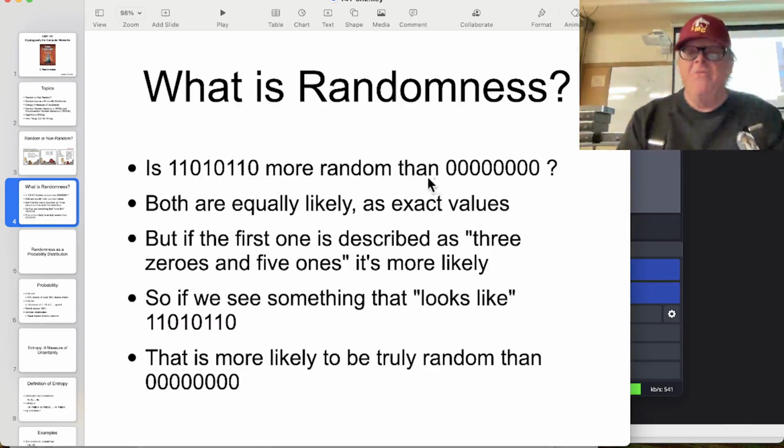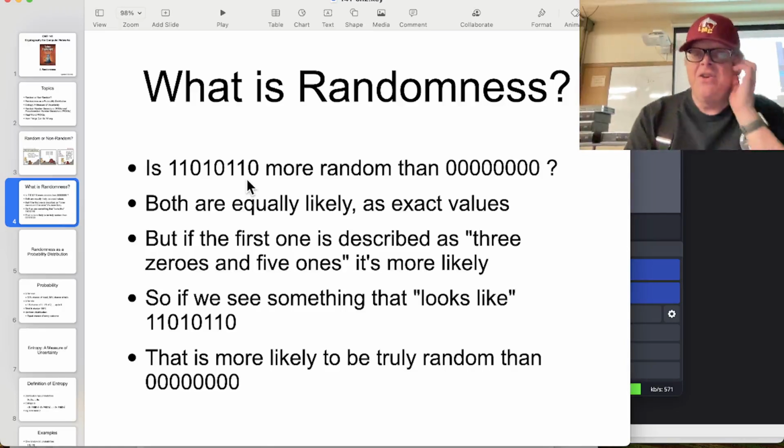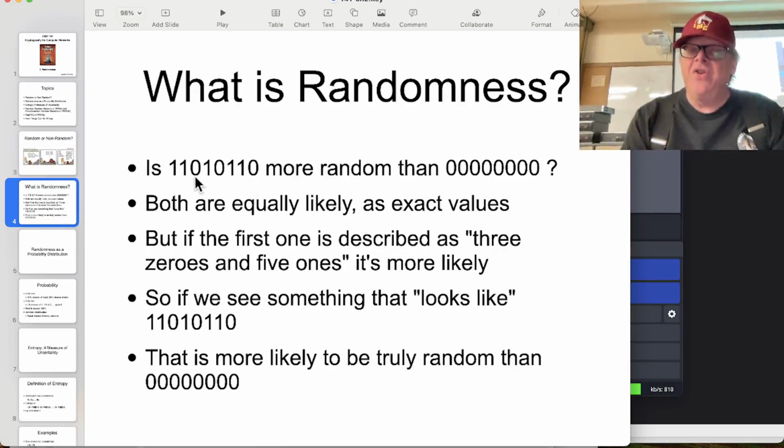So is this more random than that? Most humans will say, this looks random, that doesn't look random. But in principle, they're equally likely, this pattern of exactly those bits. But the point is, when you look at this, you don't really memorize this sequence of bits. You just say, oh, it looks like about an equal mixture of ones and zeros. And if you consider everything that's approximately an equal mixture of ones and zeros, there are a lot more of them than there are of this. So you have to consider how much information you really extracted from that.